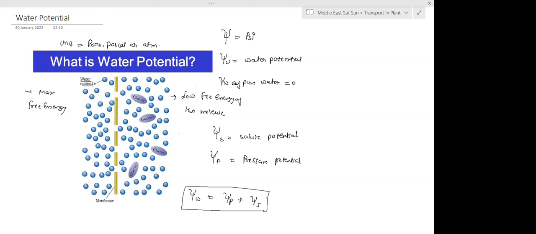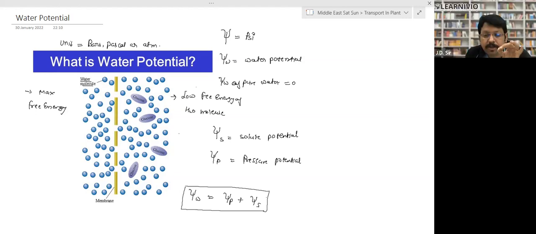Yes, sir. So diffusion always takes place from higher water potential to lower water potential. That is from 0 towards the negative. Clear? Okay.